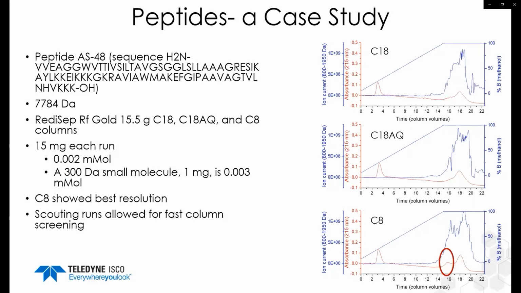The C8 column showed the best resolution from impurities, seen as a shoulder in the bottom run, and so this column chemistry was used for purification. The scouting runs allowed very rapid column screening. Also note that the different column chemistries showed differences in behavior, so a scouting run was needed for each of them.